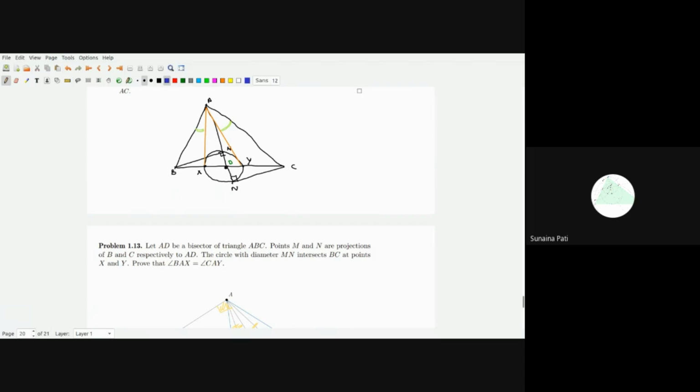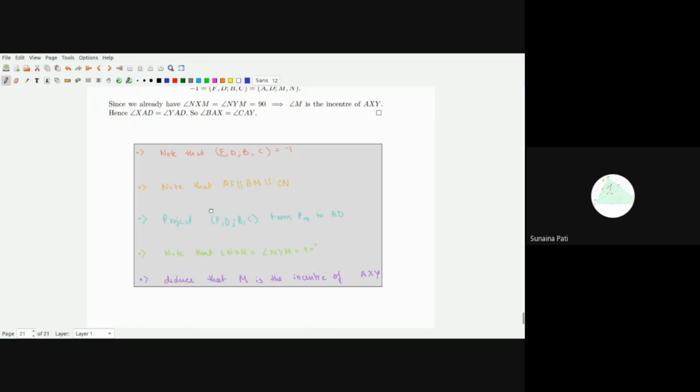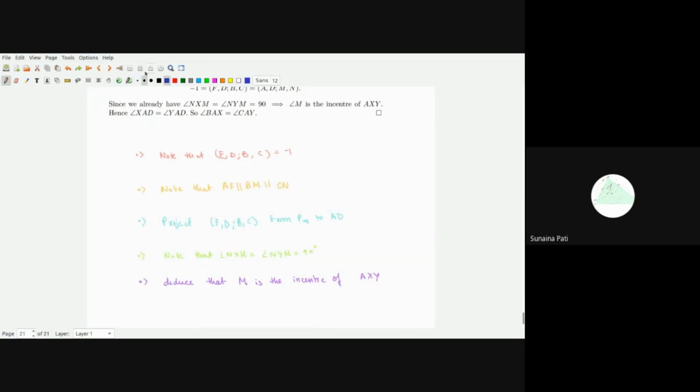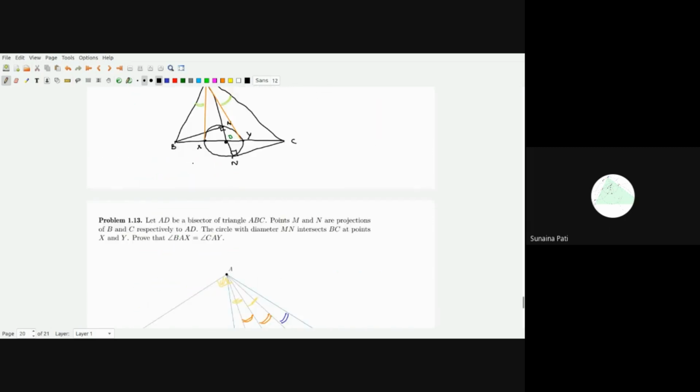Any doubts? I'll share a walkthrough right now if anybody's interested. I made such a colorful walkthrough, but nobody saw it, so it's kind of a waste if I don't share it. This is the walkthrough. That's all for today, 3 problems.